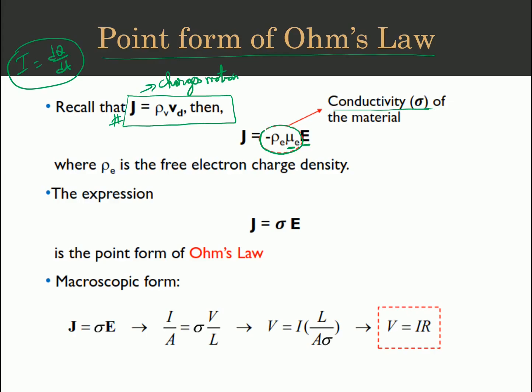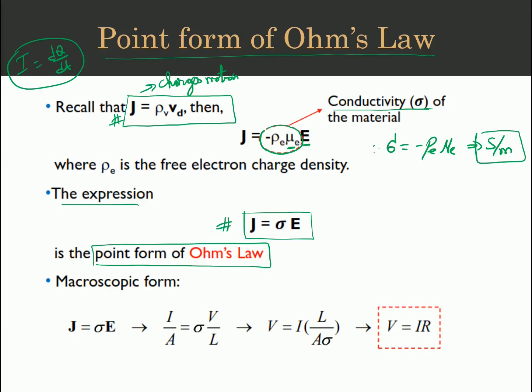Now the equation of the current density is expressed as J is equal to conductivity multiplied with the electric field, where the conductivity shows how much the electrons are moving. So this conductivity is equal to minus rho e into mu e, and its unit is Siemens per meter. So this is conductivity, the opposite of resistivity, which we saw in Ohm's law. Now we can say that this equation is also known as the point form of Ohm's law.